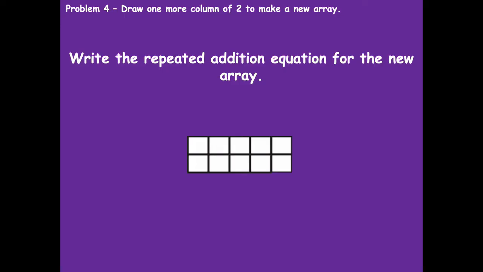All right, friends, pause if you need more time. All right, so we're talking about columns. So there's 5 columns, so that means 5 addends. So 2 plus 2 plus 2 plus 2 plus 2 equals 10.